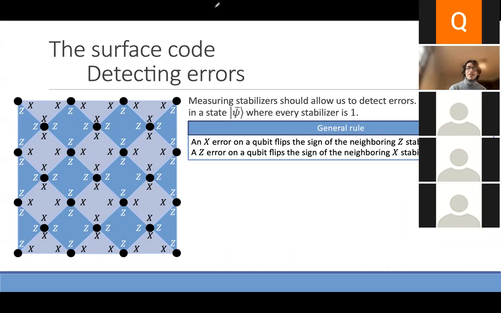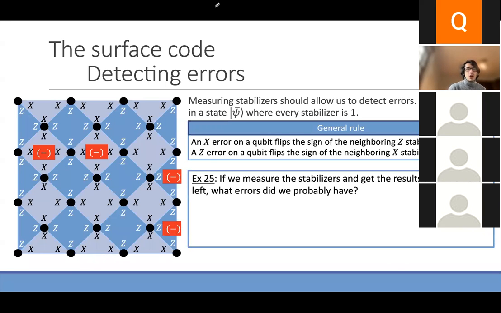Okay, so here I've written it out as a general rule for the surface code. X errors on qubits flip the sign of the neighboring Z's, Z's flip the sign of the neighboring X's. So then here's a question. Let's say we're just going along, because this is what's going to actually happen. We don't know where the errors are. We just get to see the minus signs. So the actual thing that we have to do is a bunch of minus signs show up in our surface code, and we have to figure out where the errors were so we can fix them.